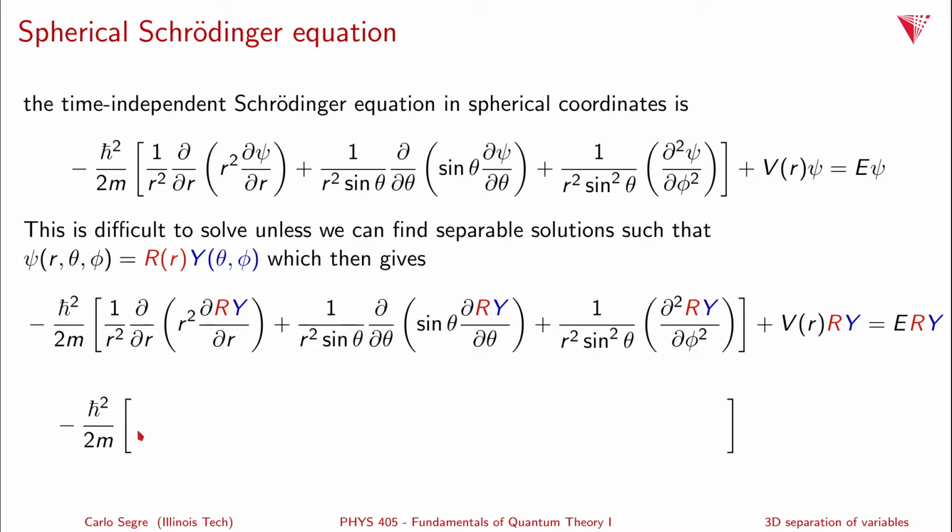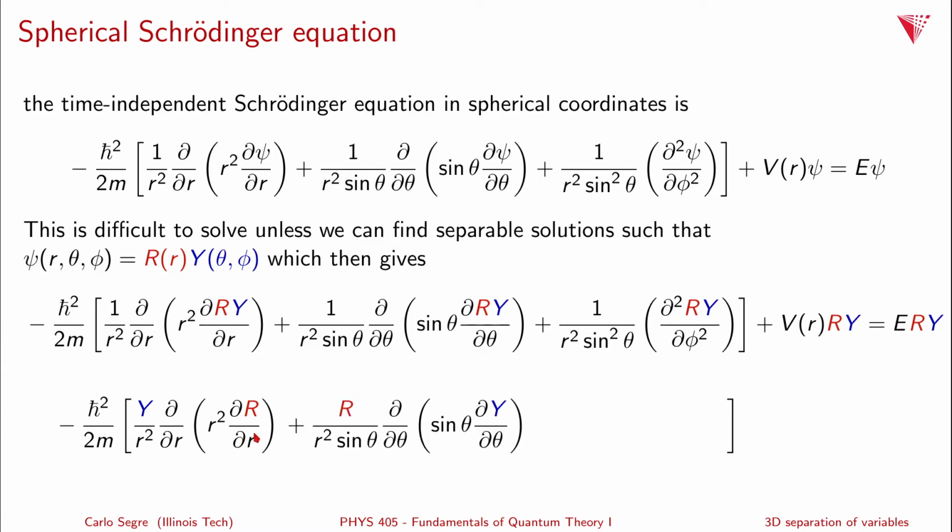So as we do this, we can now write minus h bar squared over 2m times the quantity Y over r squared partial with respect to r of r squared partial of capital R with respect to r, plus capital R over r squared sine theta partial with respect to theta of sine theta partial of Y with respect to theta, plus capital R over r squared sine squared theta partial squared of Y with respect to phi squared, and then we have plus V of r times RY equals E times RY.